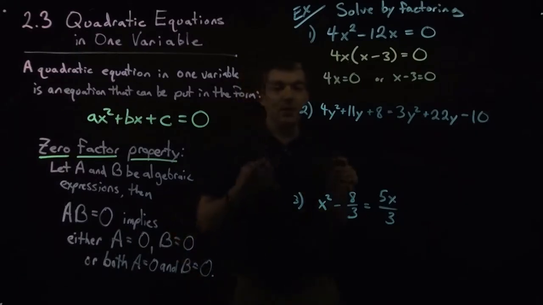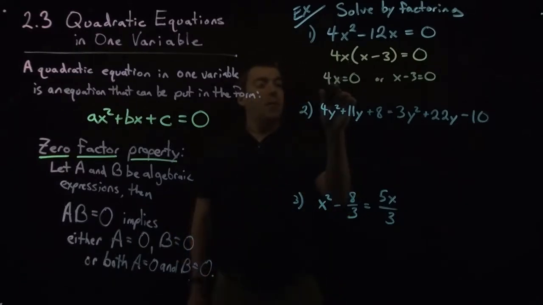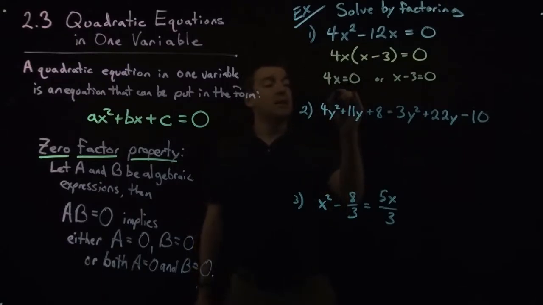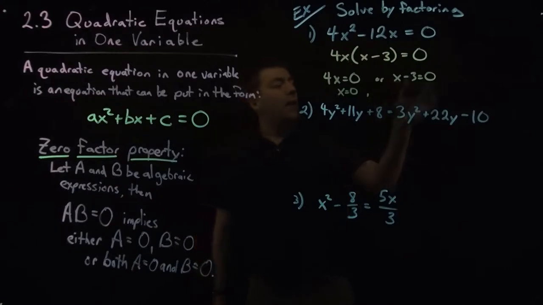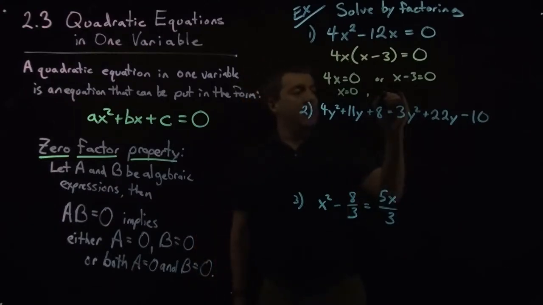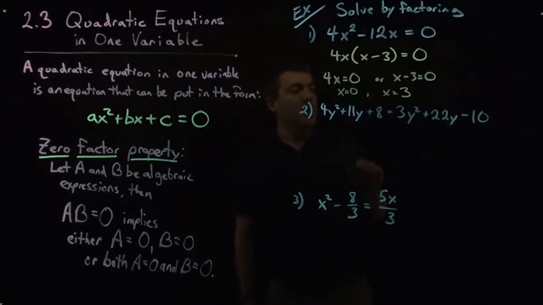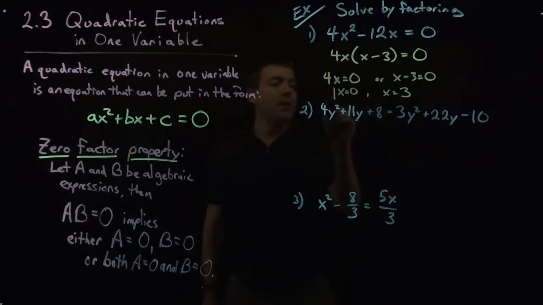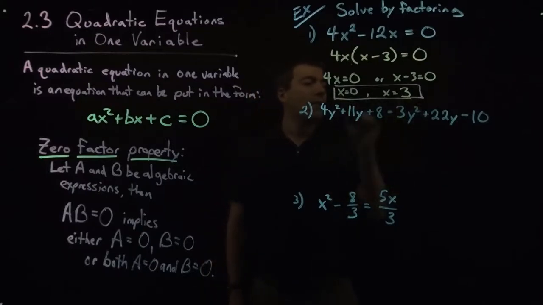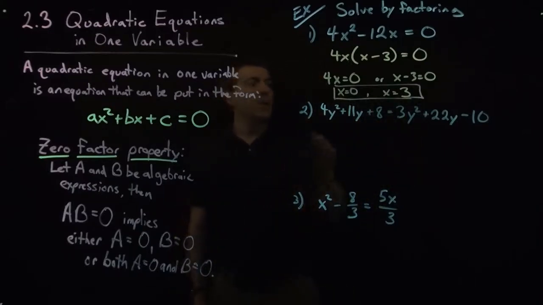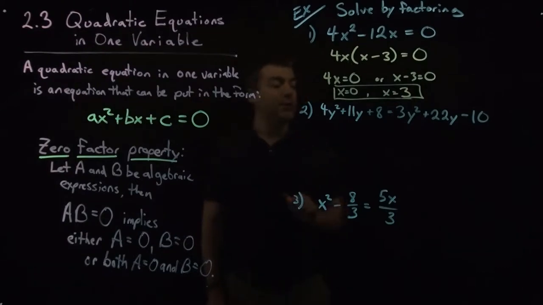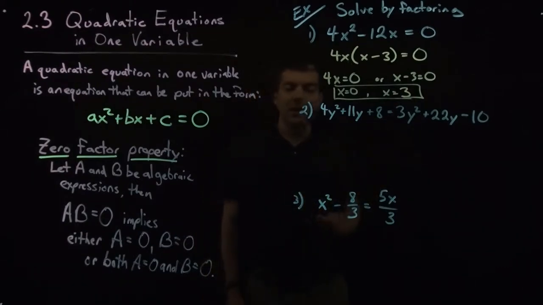And you can see what the solutions are. 4 times something is 0. That means x must be 0. x minus 3 equals 0. That means x equals 3. So the solution set would be 0 and 3 for this first equation.